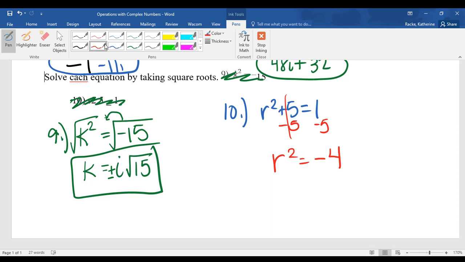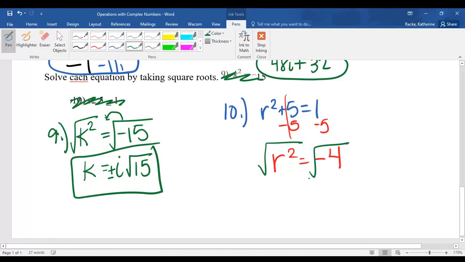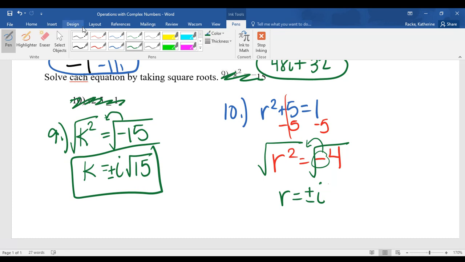Now I'm getting rid of the squared, so I'm going to square root both sides. Square root of r squared is just r. Remember, negative here, pulling it out to make it an i. Whenever we square root something, it's always plus or minus. And square root of 4 is 2. So let's rewrite it this way: square root of 4, which is 2i. So plus or minus 2i would be your answer.